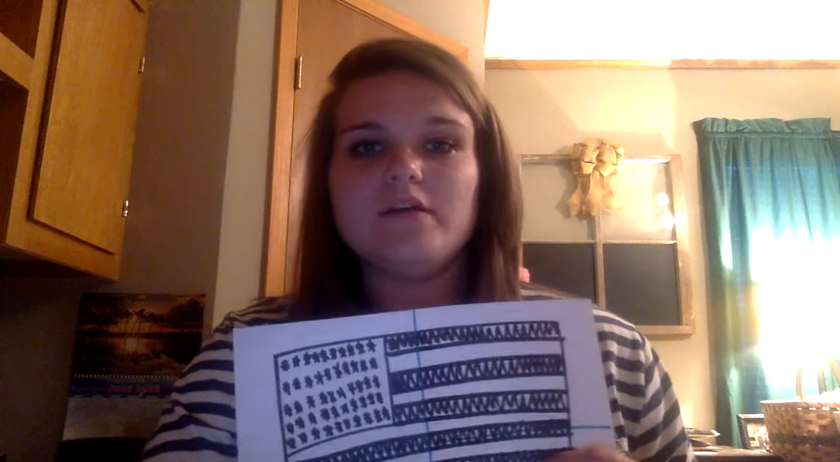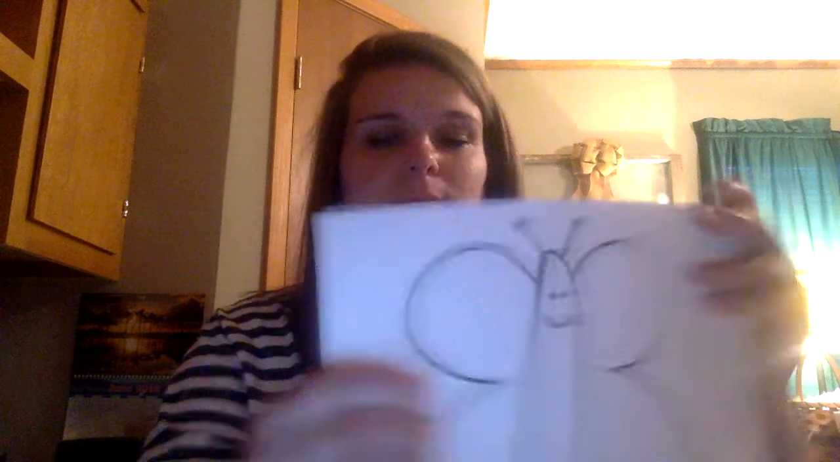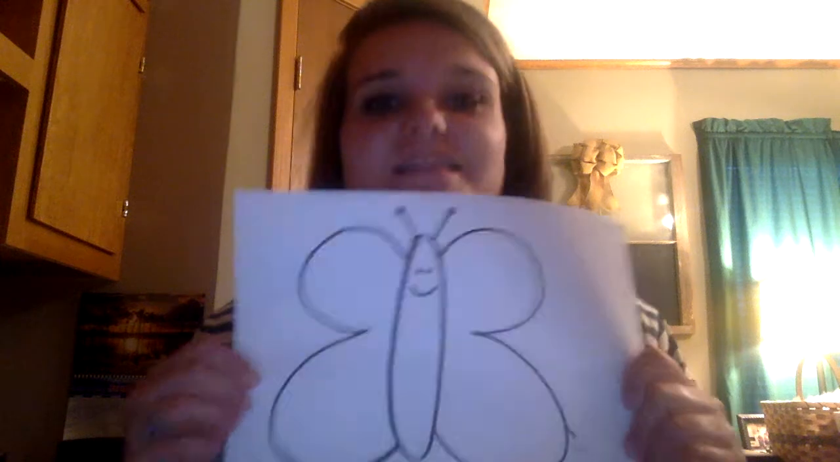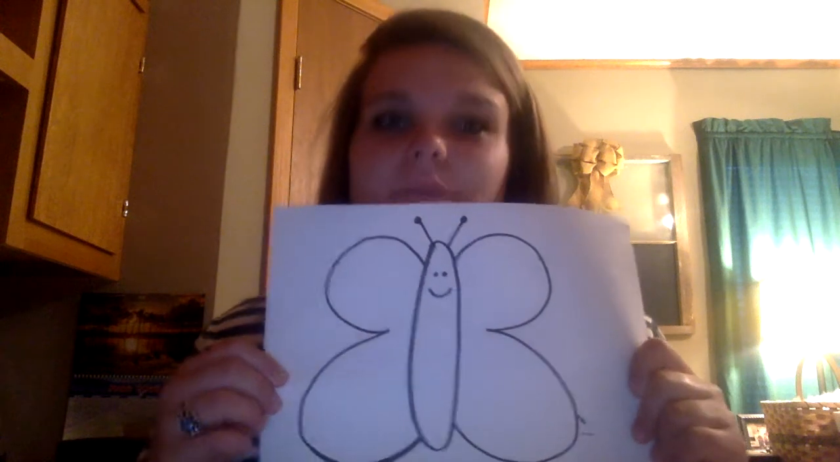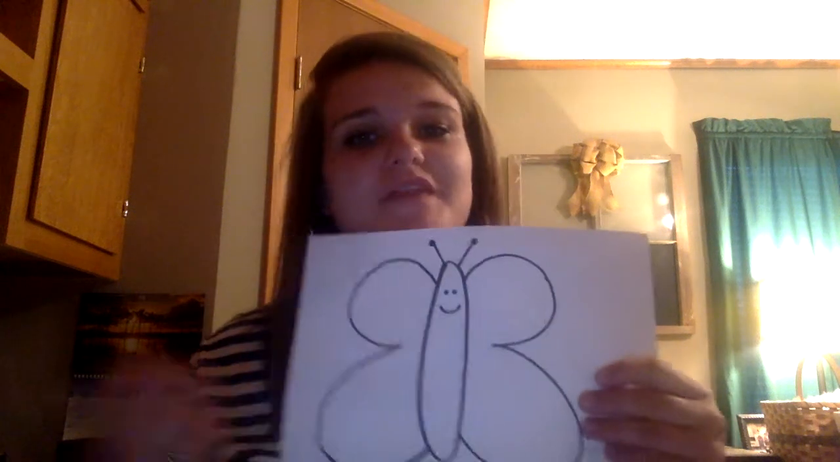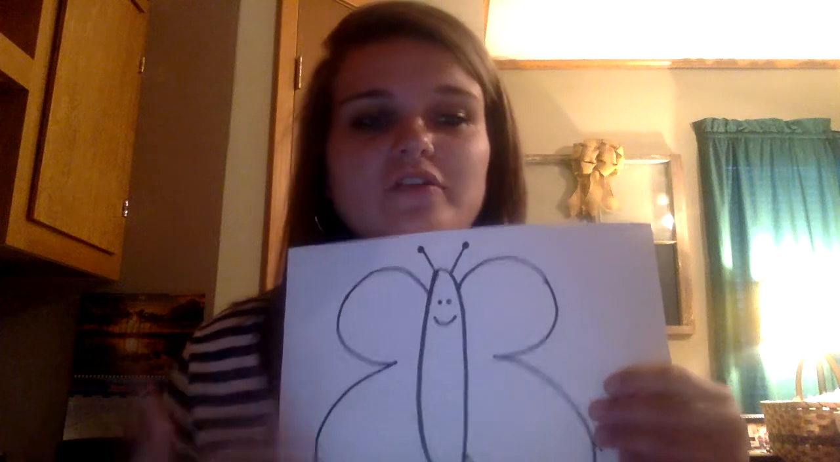Okay, I have one more example for us to look at. Who can tell me what this is? Yes, this is a butterfly. Would a butterfly be symmetrical? Yes, that's correct. Can I have someone come up here and draw the line of symmetry for me?